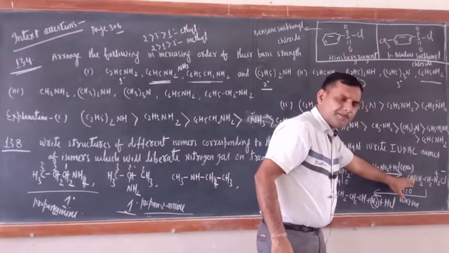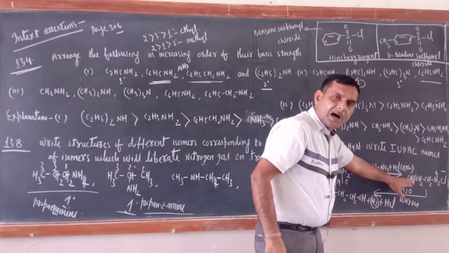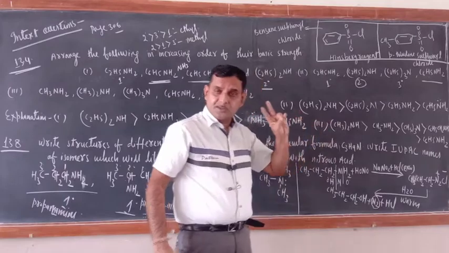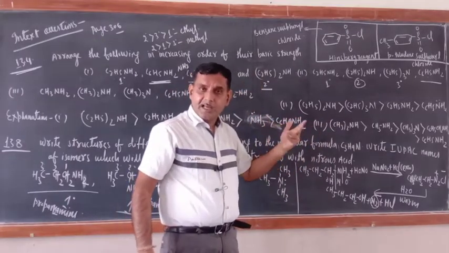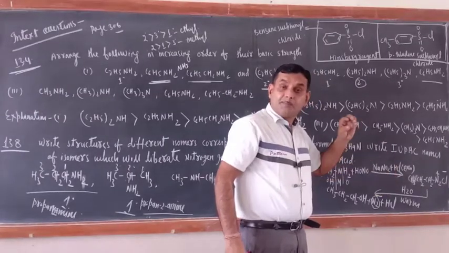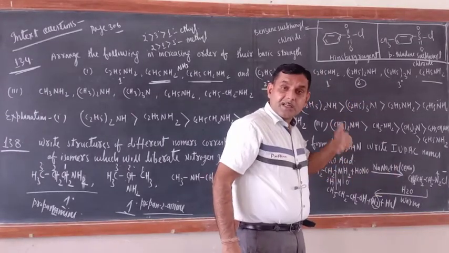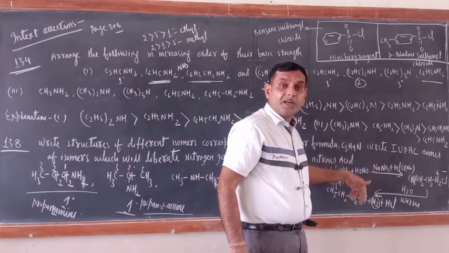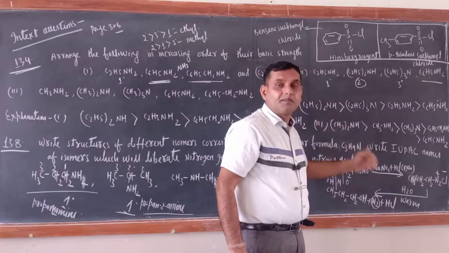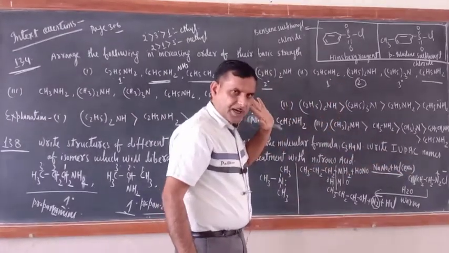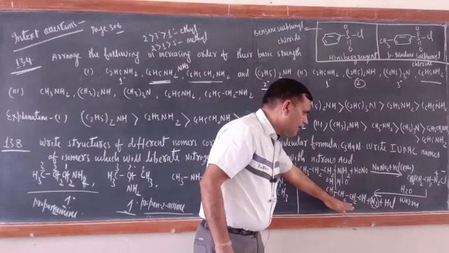What is the name of this one? Propyl diazonium chloride. Diazonium salt is of two types, aromatic and aliphatic. This is an aliphatic diazonium salt. Like benzene diazonium chloride is aromatic, this is propane diazonium chloride. So the intermediate also you can write, and you will get this final product.